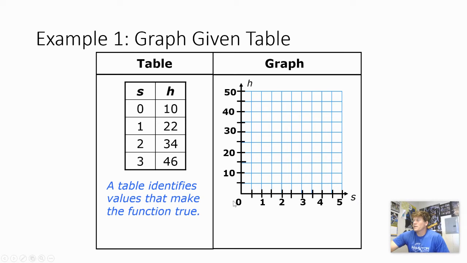And now I can start plotting some points. Remember, the first value is our horizontal. The second value is our vertical. So I'm talking 0, 10. So that would be 0 movement on the horizontal, up 10 on the vertical. 1, 22. 1 horizontally, 22 vertically. 2, 34. 2 horizontally, 34 vertically.